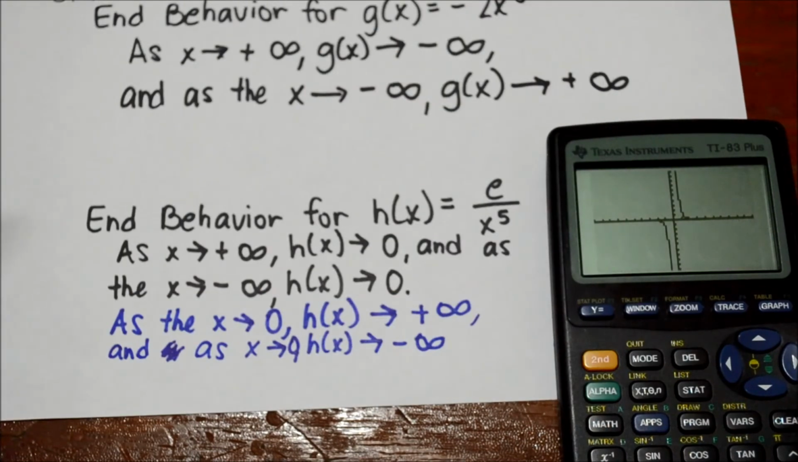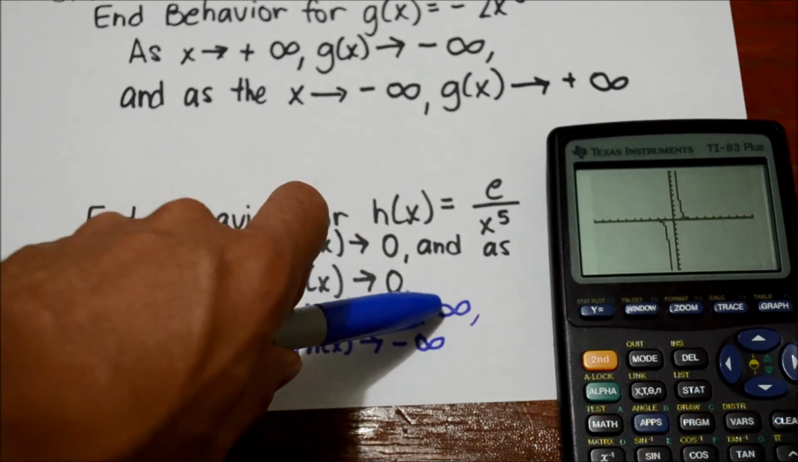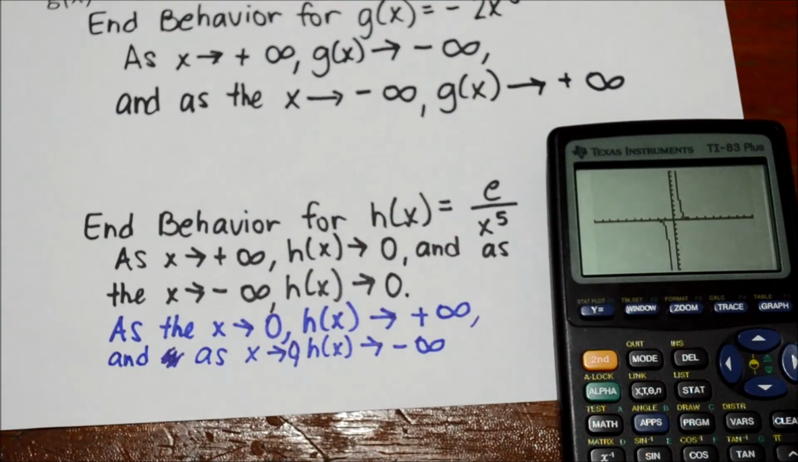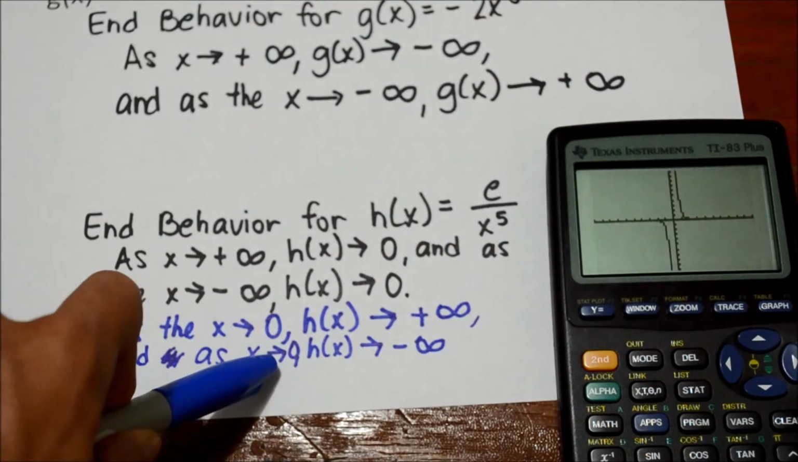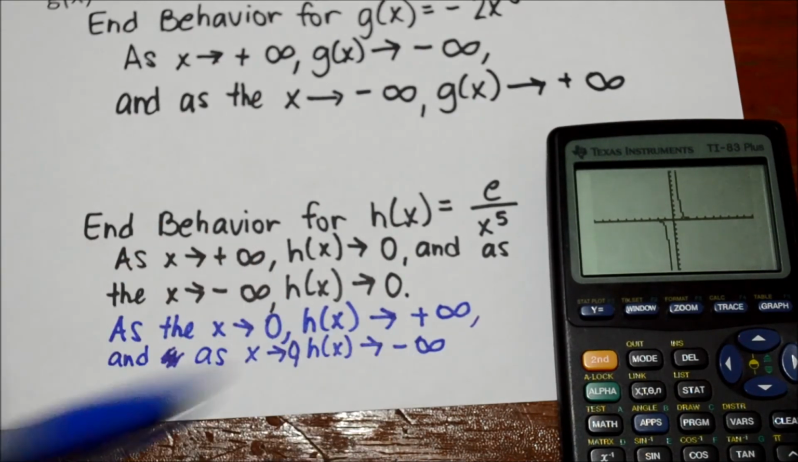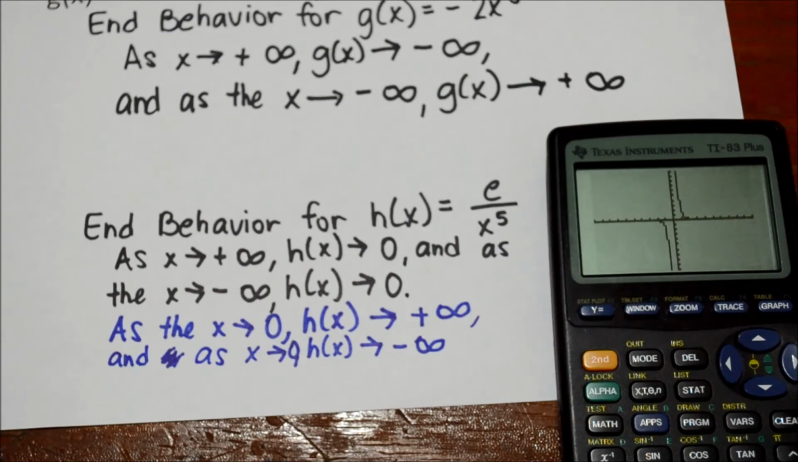So the end behavior for this portion of the graph function is as the x values reach x equals 0, the values of h of x reach positive infinity, and for this portion of the graph function, as the x values reach x equals 0, the values of h of x reach negative infinity. There are actually 4 end behaviors in a hyperbola like this one on the graph.